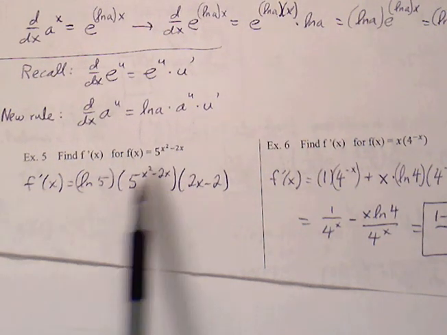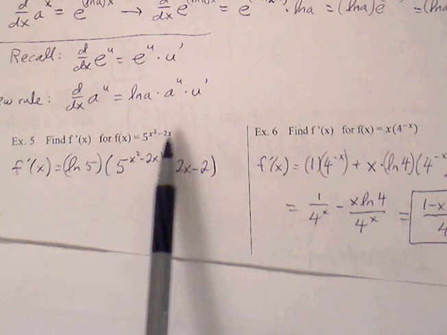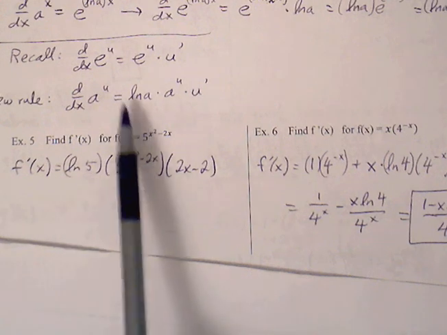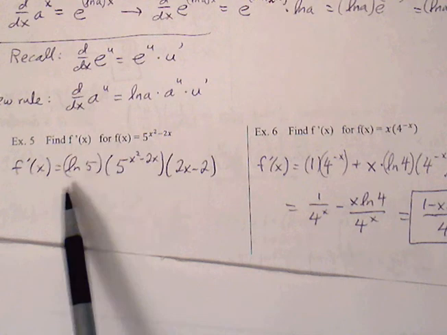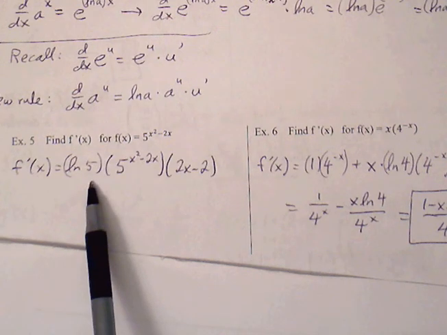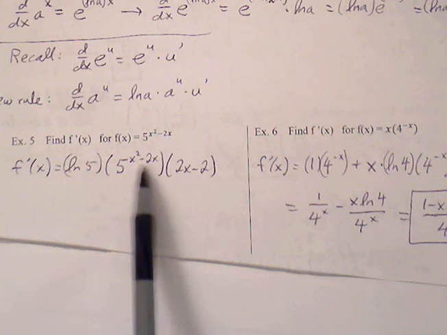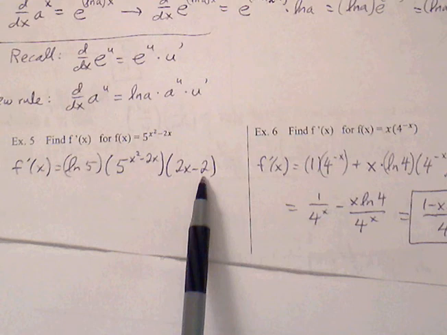Okay, let's just look at two examples here. 5 to the x squared minus 2x, we can apply the derivative rule for base 5. So simply our a is base 5, so ln of 5, natural log of 5, times a to the u, the original function, times the exponent's derivative. So x squared minus 2x becomes 2x minus 2.